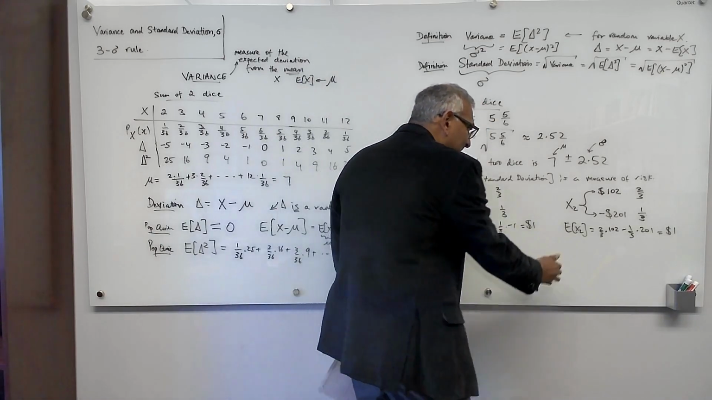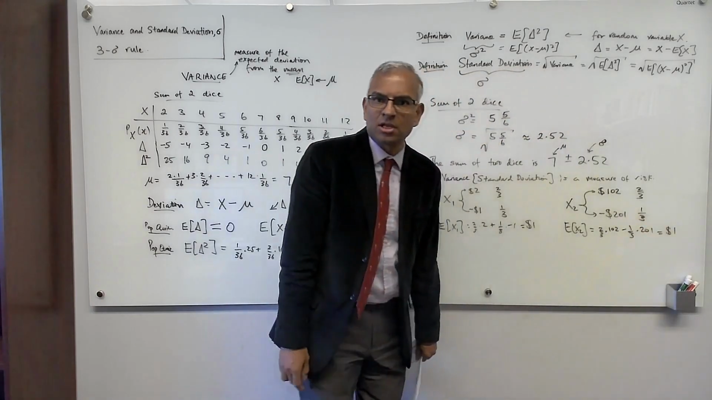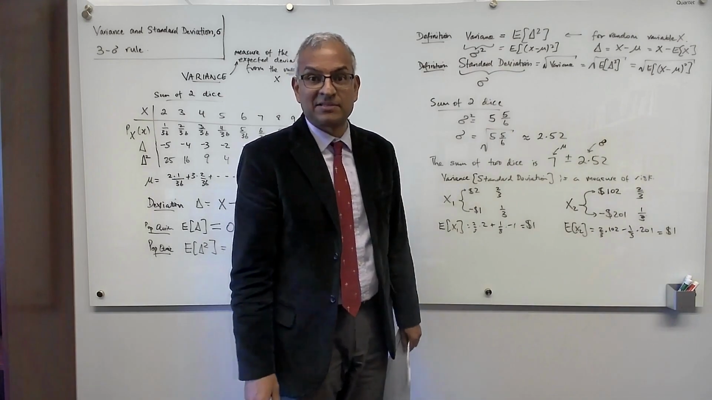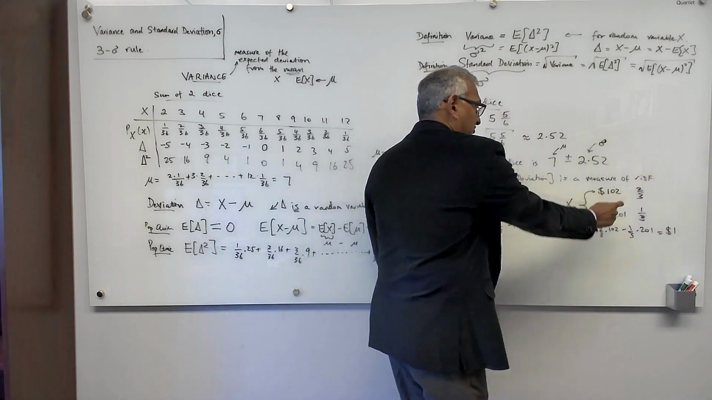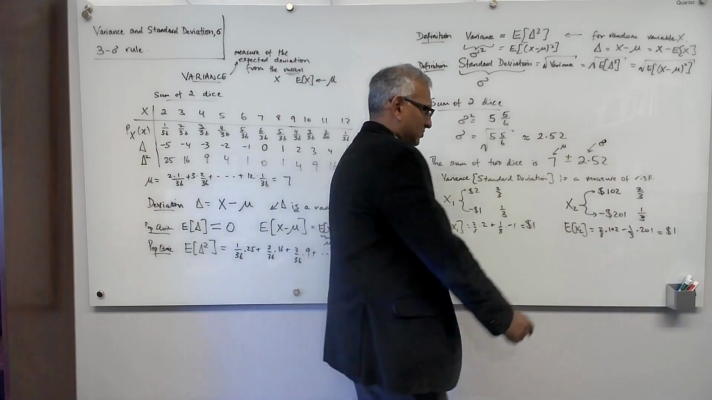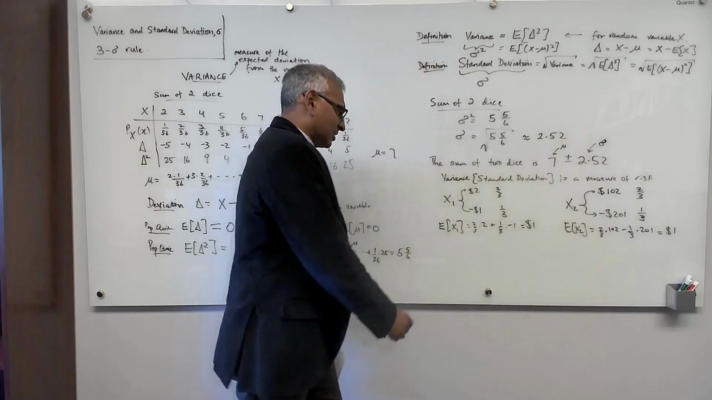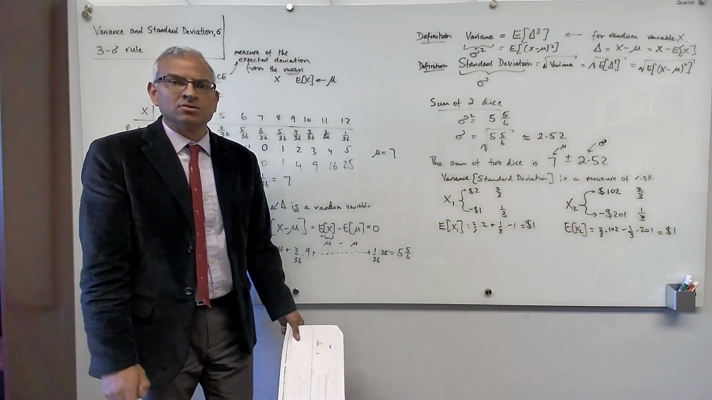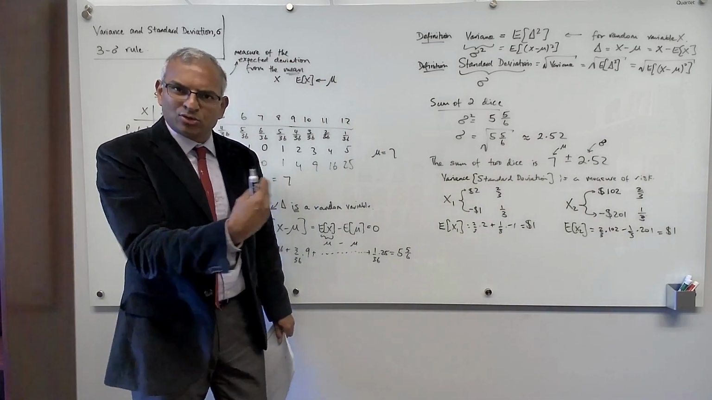But now here, my expected winnings is still $1. But now if I lose, I'm down big time. I'm down $200. And if I win, I'm up $102. It's a very risky game, this one. But nevertheless, the expected values are the same, and the difference between these two games becomes more evident when we look at the variance.